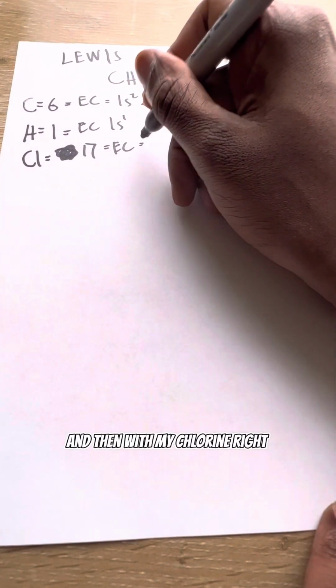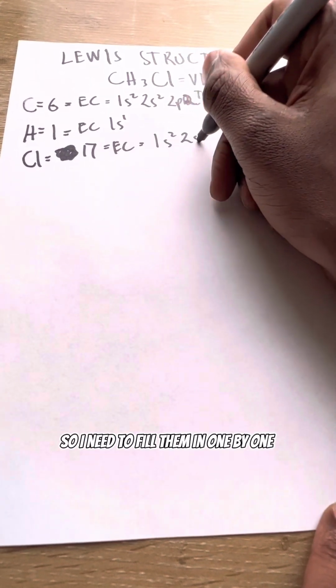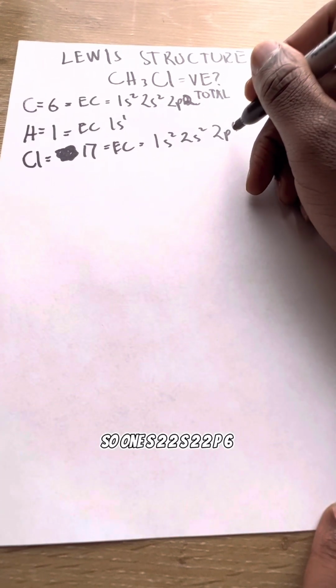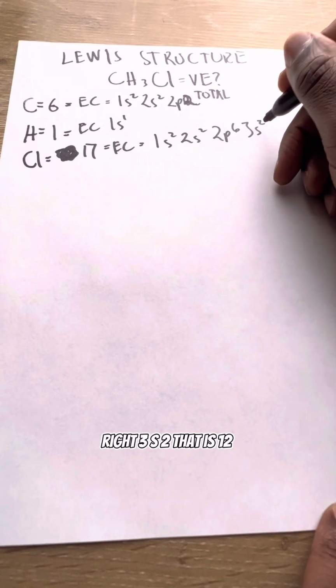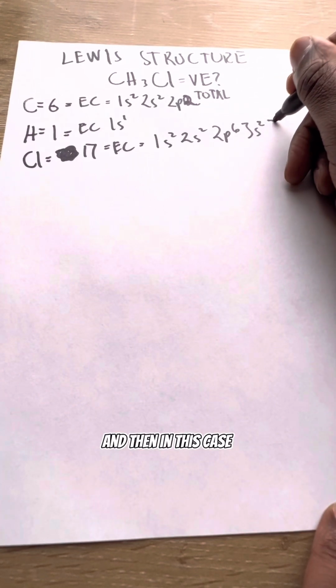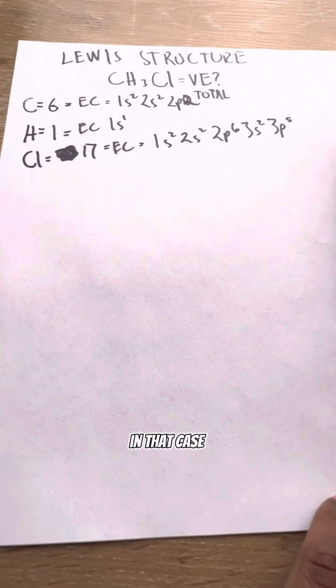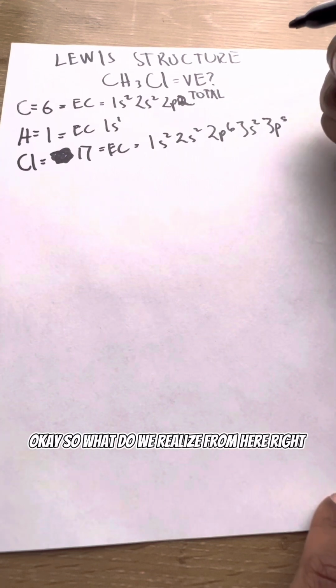And then with my chlorine, right, I got 17 electrons, so I need to fill them in one by one until I have 17 total. So 1s2, 2s2, 2p6, that's at 10, right? 3s2, that is 12. And then in this case, I need to fill the rest of them in my 3p orbital. In that case, it's just going to be 5. Okay. So what do we realize from here, right?